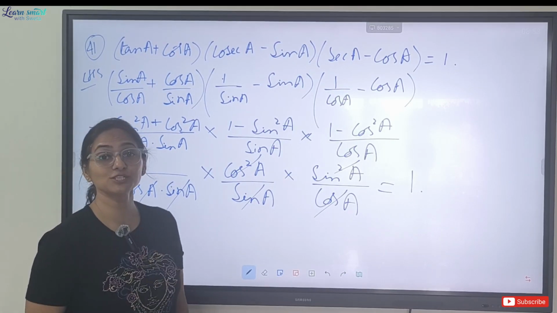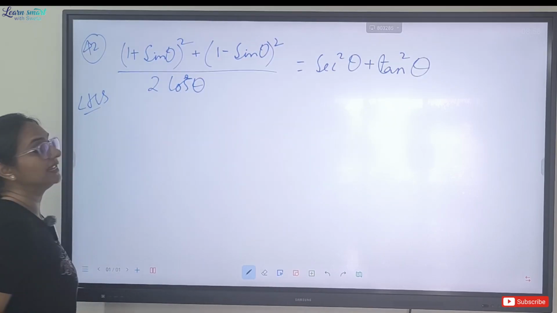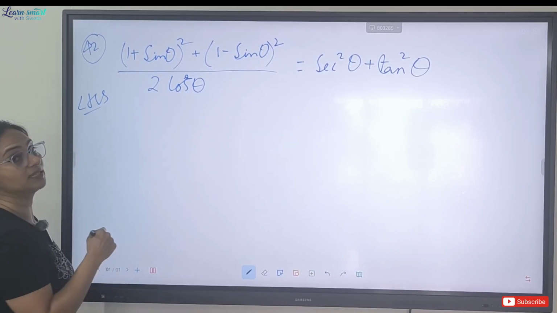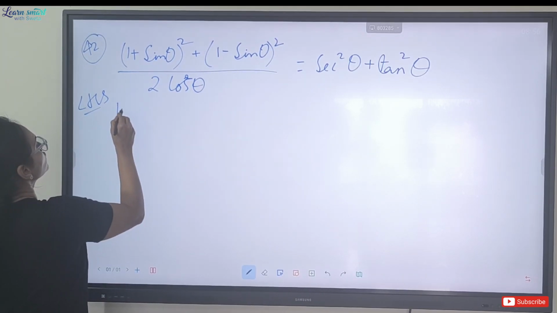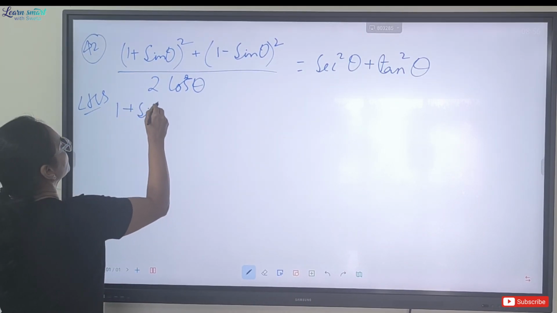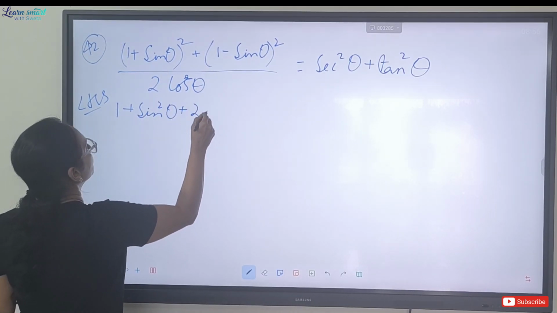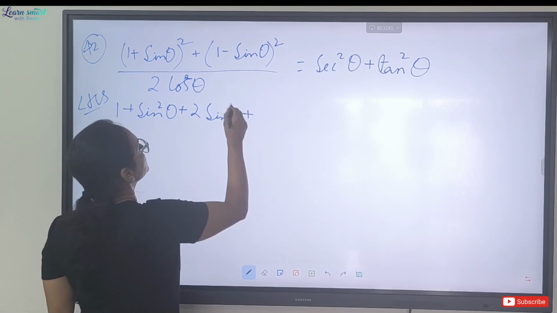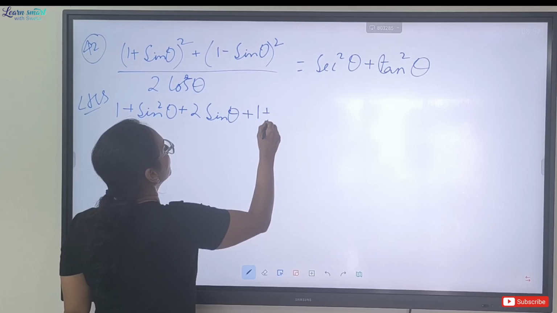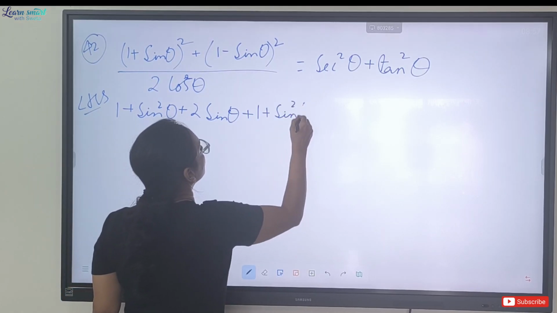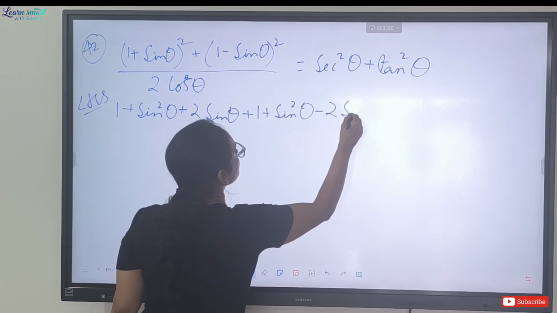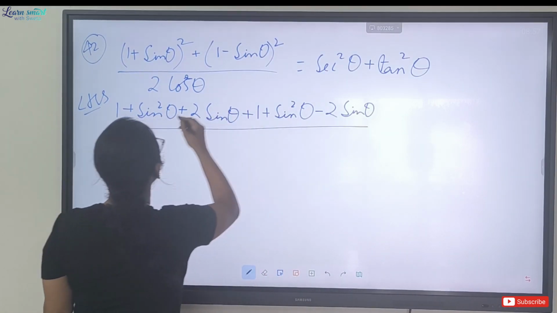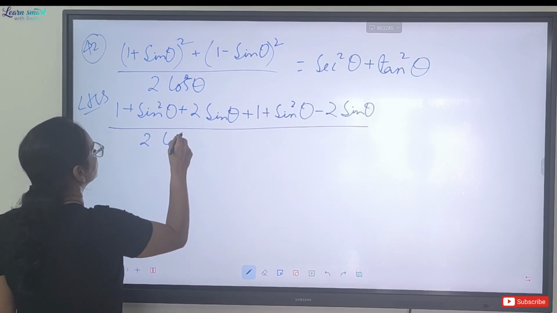Let's see the last question, question number 42. Let's look at question number 42. 1 plus sin theta whole square. We will write in the form of a plus b the whole square. So a square plus b square plus 2ab, plus here also a minus b the whole square. So a square plus b square and minus 2ab, which is minus 2 sin theta. And the denominator will remain 2 cos square theta.